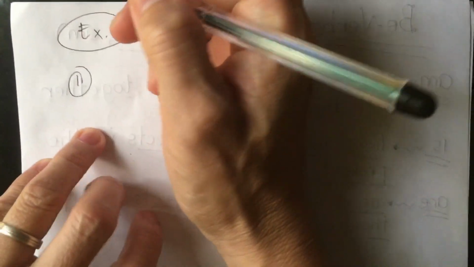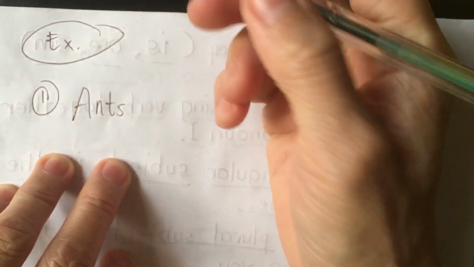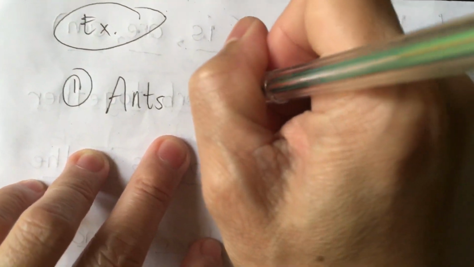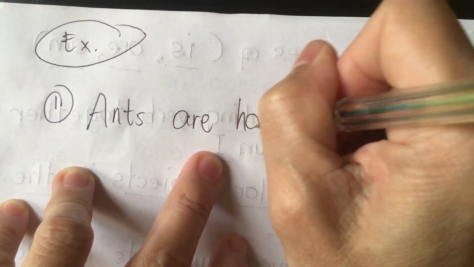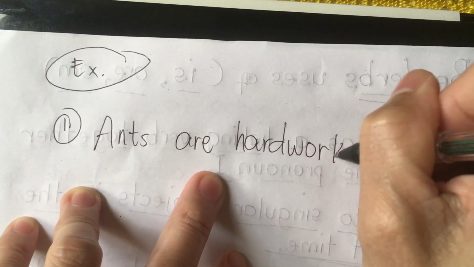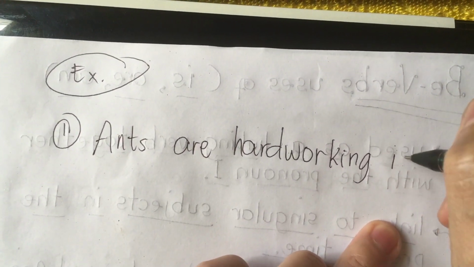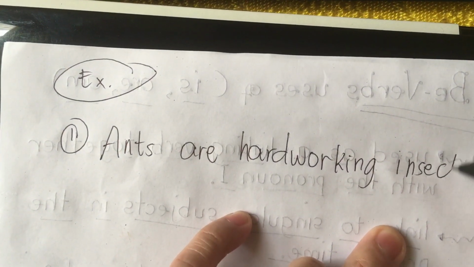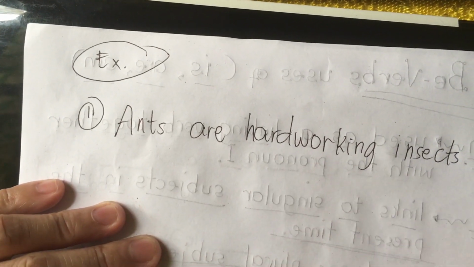So we have three examples. Number one, I want to choose an animal. Ants are hard-working insects. Okay. In my sentence, ants are hard-working insects.